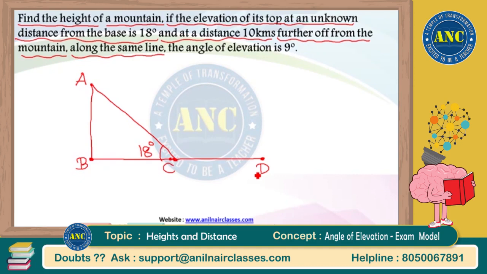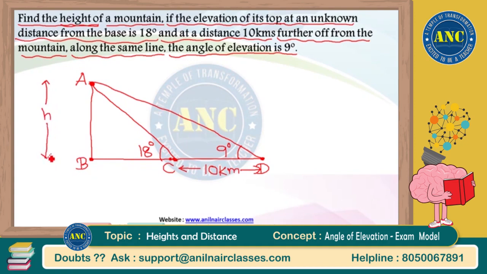Yes, whatever they have given in the question, we are satisfying in the diagram. The angle of elevation of the top of the mountain from D is 9 degrees. That means this particular angle of elevation from A to D, the diagram is not drawn to scale, is given in the question as 9 degrees, and this is a further distance of 10 kilometers. CD is given as 10 kilometers. Find the height of the mountain is the question. Height of the mountain, let me call it H, which is nothing but AB. I need to find the value of AB in this question.